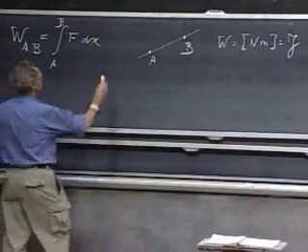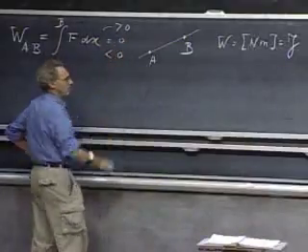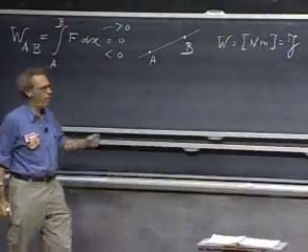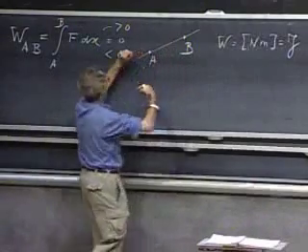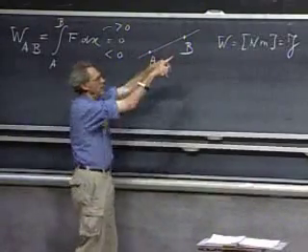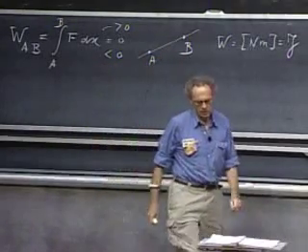Work is a scalar, so this can be larger than 0, it can be 0, or it can be smaller than 0. If the force and the direction in which it moves are in opposite direction, then it is smaller than 0. If they're in the same direction, either this way or that way, then the work is larger than 0.